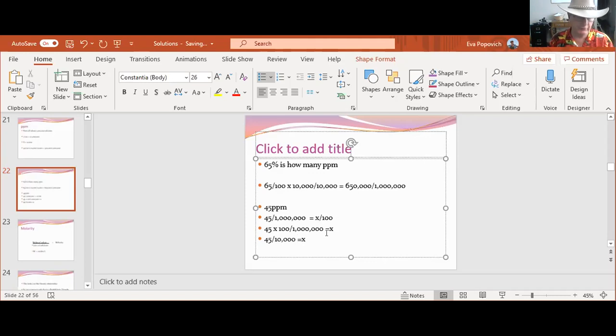I believe it's going to be 0.00045. I don't want to trust myself on it. 0.0045. That doesn't quite seem right. It's right. But that's percentage. Remember, this is percentage. So 45 parts per million is equal to 0.0045%.